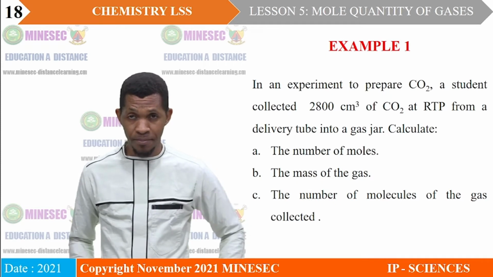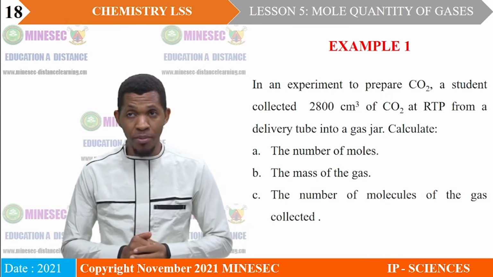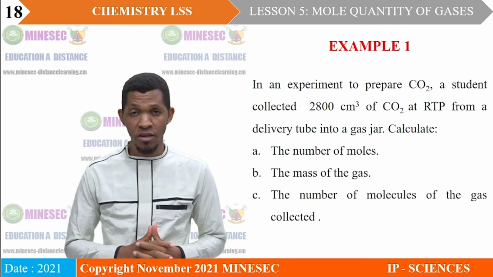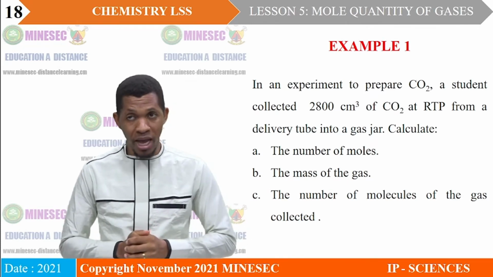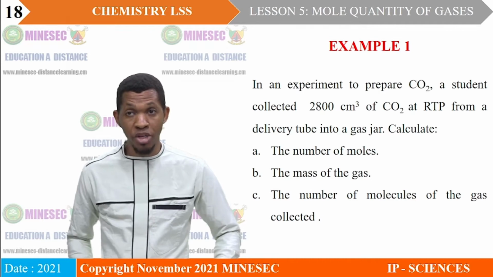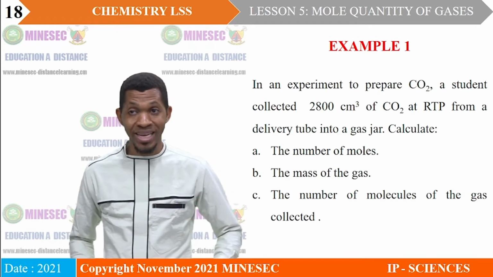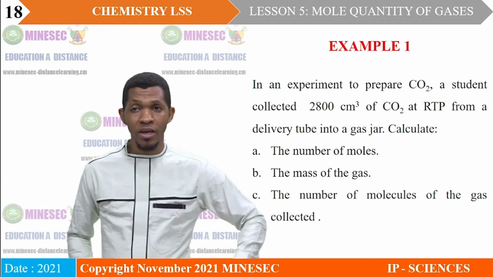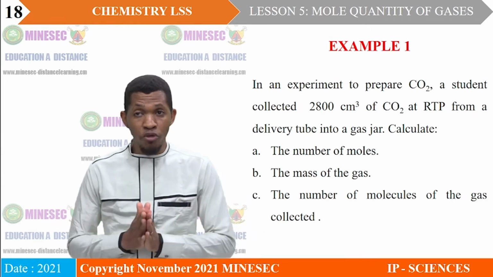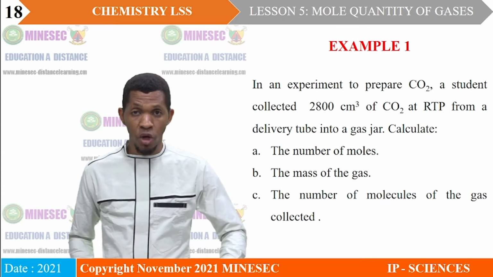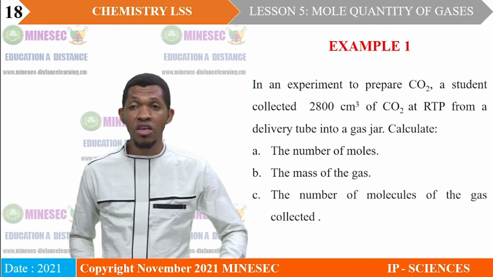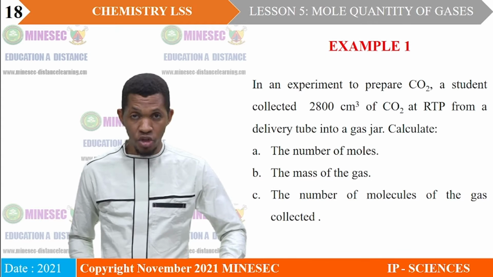Example 1. In an experiment to prepare carbon dioxide, a student collected 2,800 cm3 of carbon dioxide at room temperature and pressure from a delivery tube into a gas jar. Calculate A, the number of moles of carbon dioxide, B, the mass of the gas, and C, the number of molecules of the gas collected.